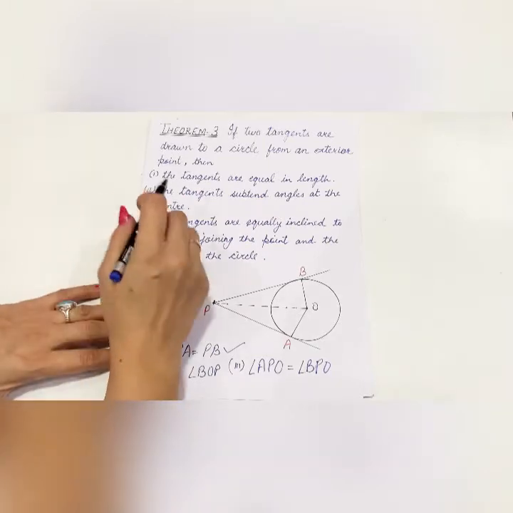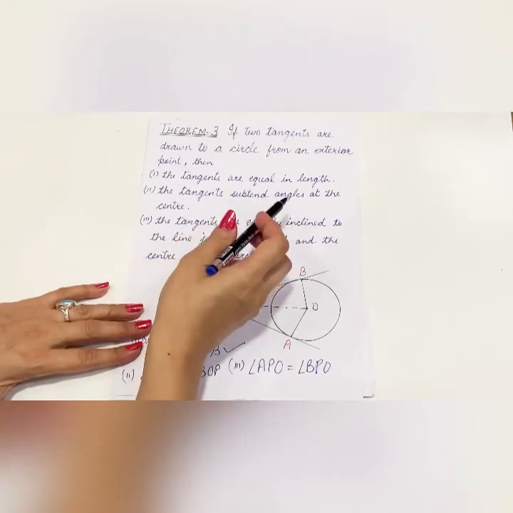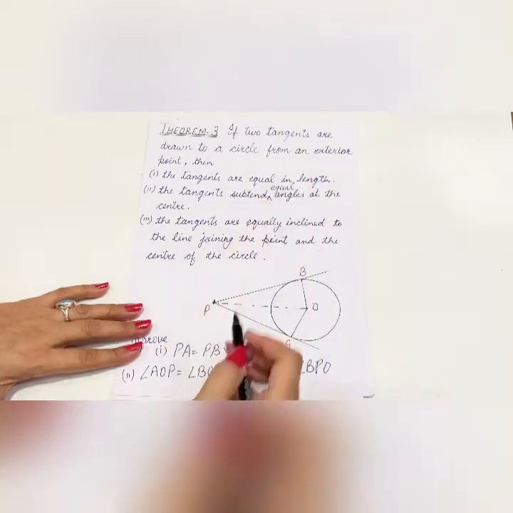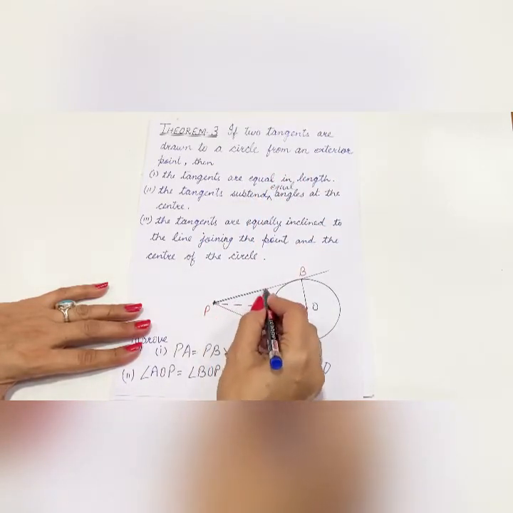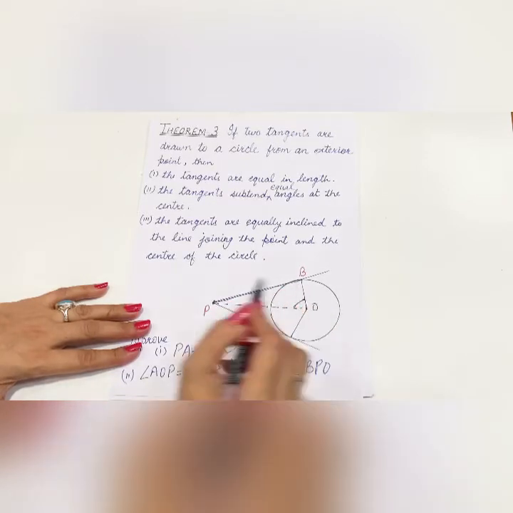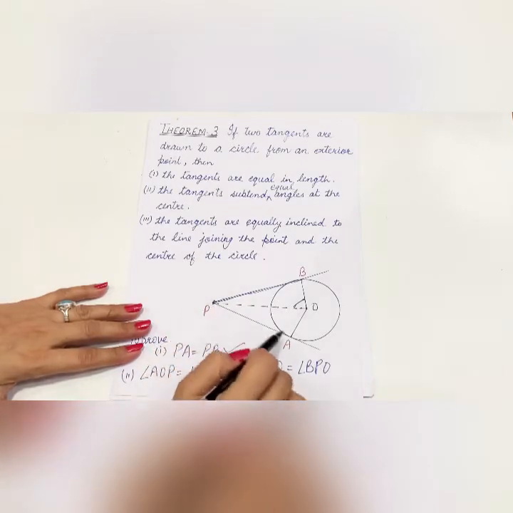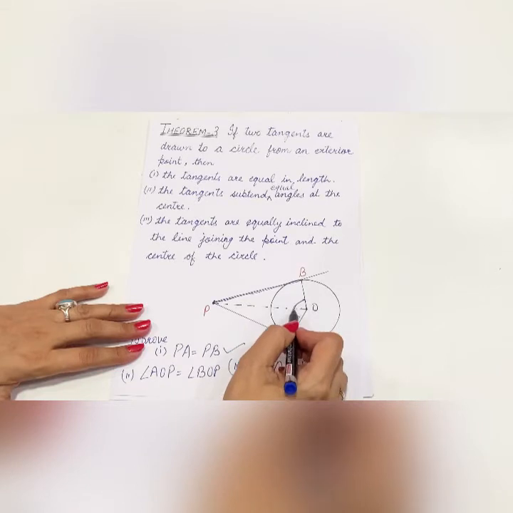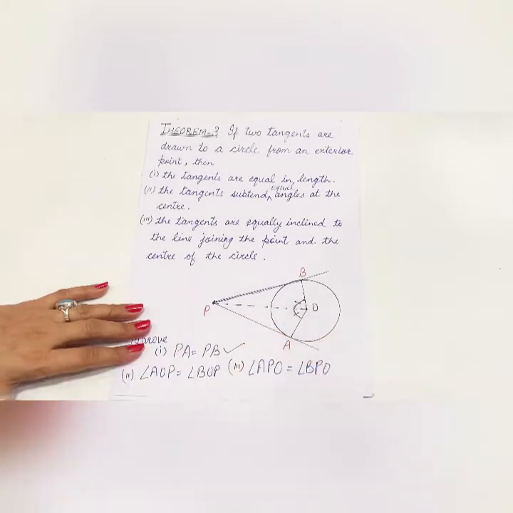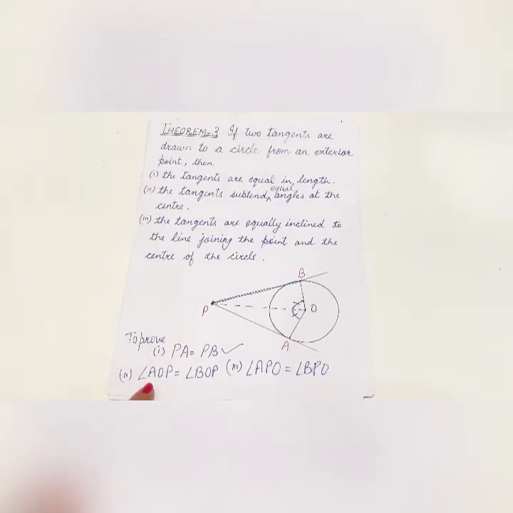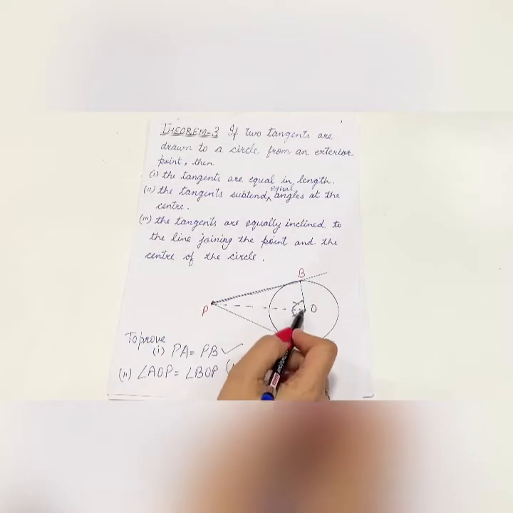Now the second is the tangents subtend equal angles at the center. The tangents subtend. First I am taking tangent PB. Which is the angle it is subtending at the center? This is the angle which it subtends at the center. Similarly, PA is subtending angle POA at the center. According to this theorem, these two angles are equal to each other. Right? So we have angle AOP is equal to angle BOP. Tangents are subtending equal angles at the center.